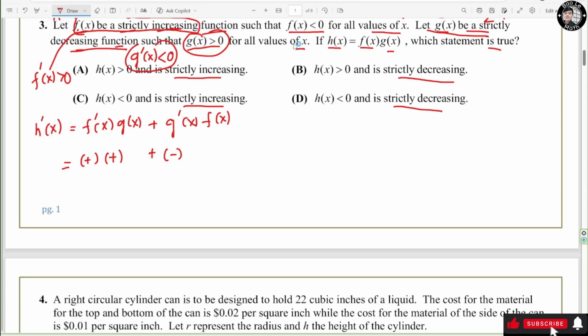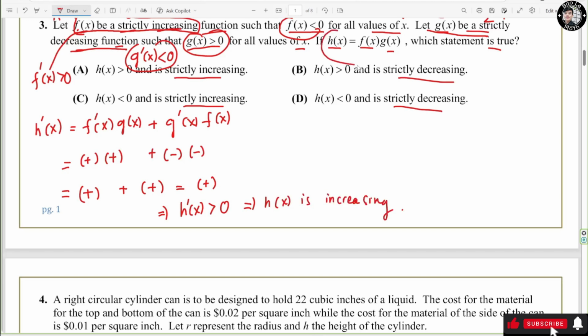F of s is negative, right? So positive times positive is positive, plus negative times negative is going to be positive. The final answer is a positive number, right? So we can conclude that h prime of s is greater than 0, right? It tells us that the function h of s is increasing, right?